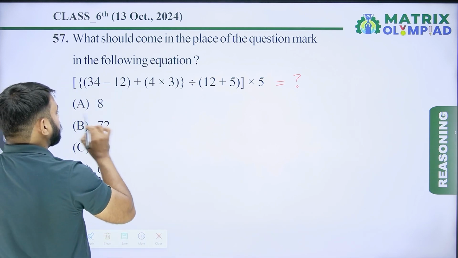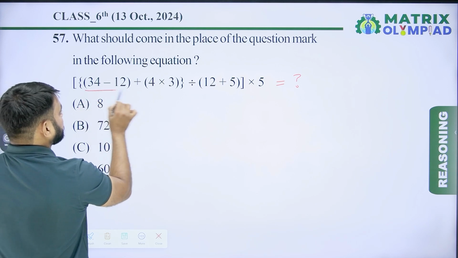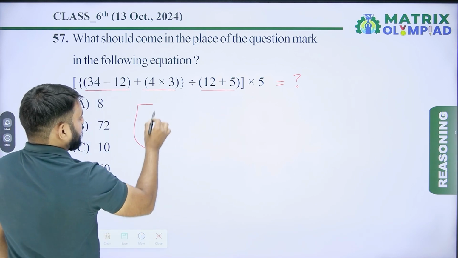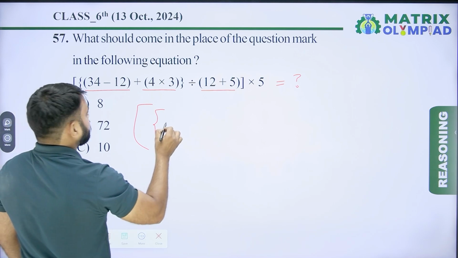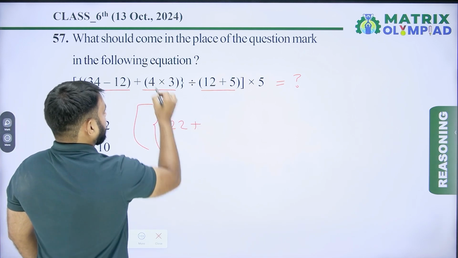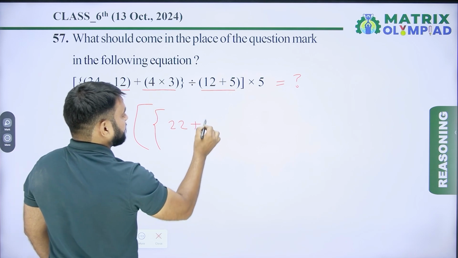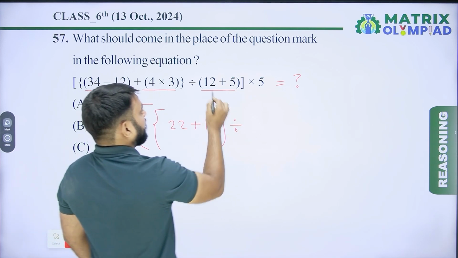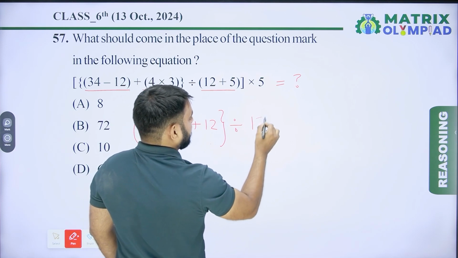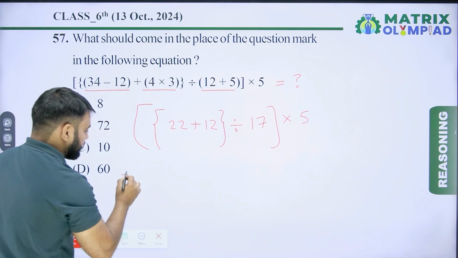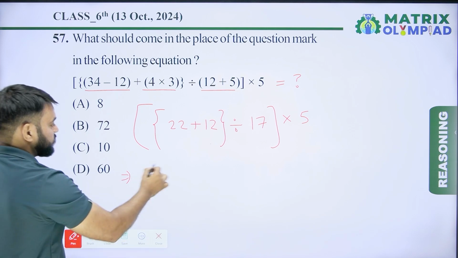So according to BODMAS, first solve the small brackets. So first solve the small brackets. So it means 34 minus 12. It means 22 plus now 4 multiplied by 3 it means 12 divided by 12 plus 5 it means 17 multiplied by 5. Now solve the curly brackets.